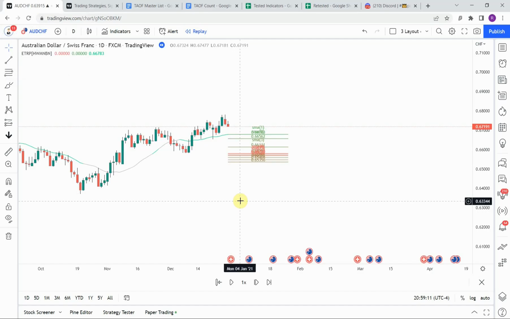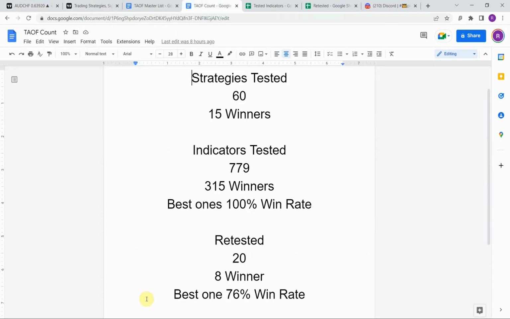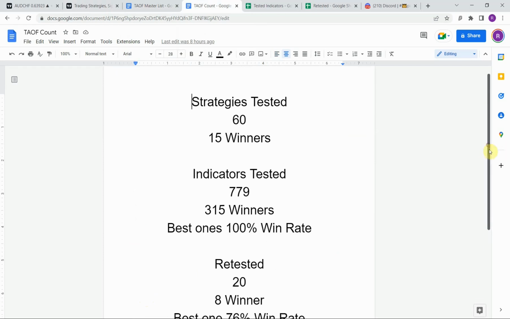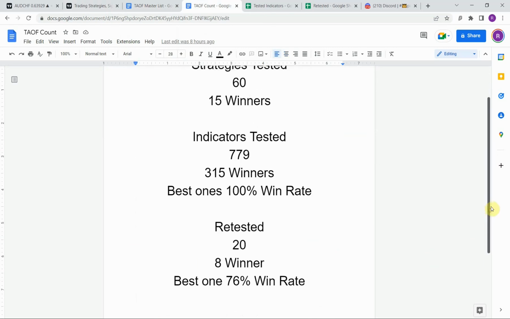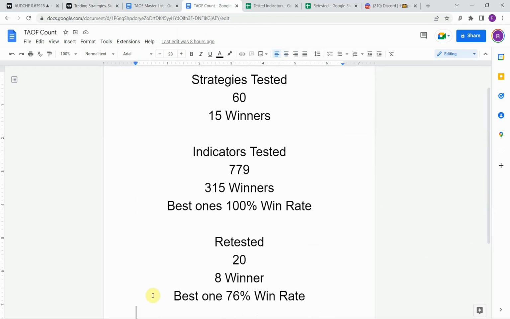Alright, as I said, today we will be testing the extreme trend reversal points indicator. Before we do though, I wanted to put the testing scoreboard up for everyone to see. So to date, we have tested a total of 60 different strategies, with 15 of them being profitable. We've also tested a total of 779 indicators, with 315 of them being winners. The best ones so far were able to achieve a 100% win rate. Now you need to go back and watch those videos to understand the context of how they were able to achieve that. So go back and watch those videos and see what you can get out of those winning indicators.